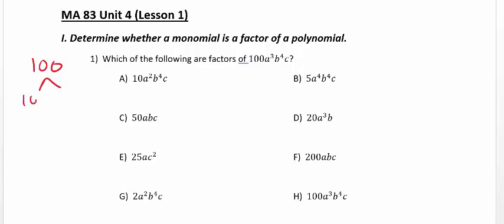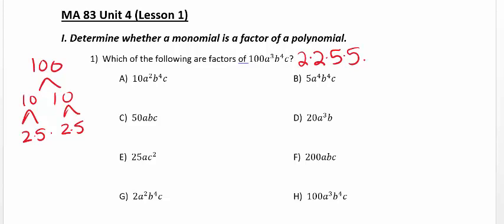So 100 is 10 times 10. And then we can break down each of these 10s to be 2 times 5, and this one's 2 times 5. So 100 is 2 times 2 times 5 times 5. And then we're going to expand out the a to the third to be a times a times a, b to the fourth to be b times b times b times b, and then we have a c. And all of those are being multiplied together.